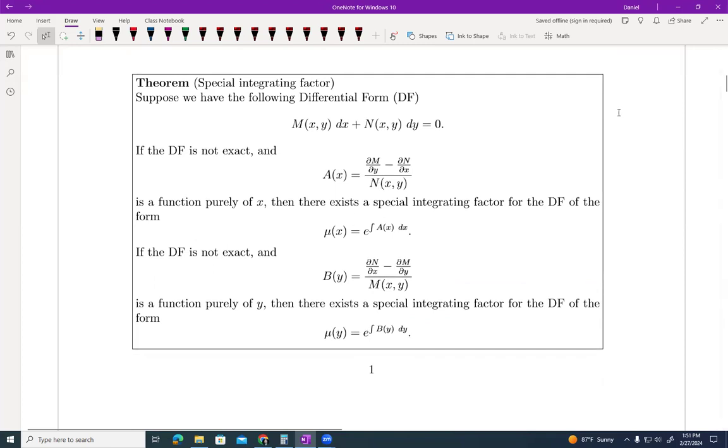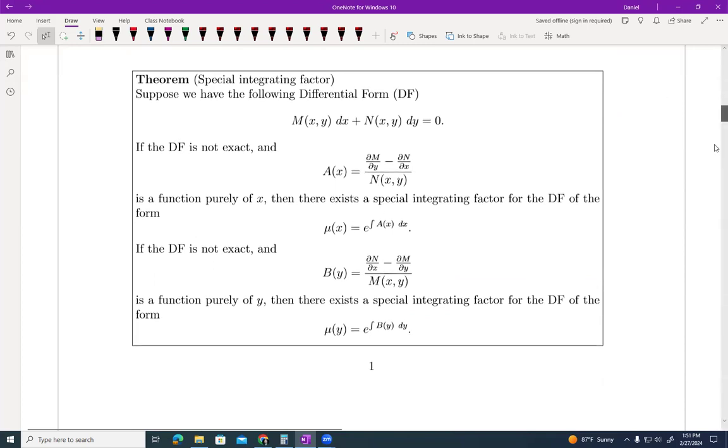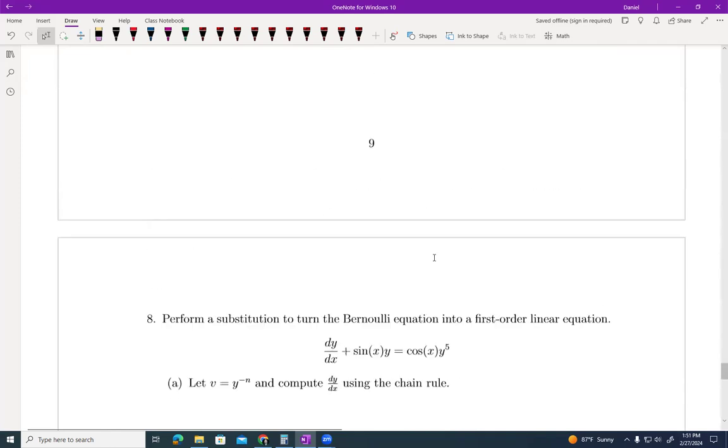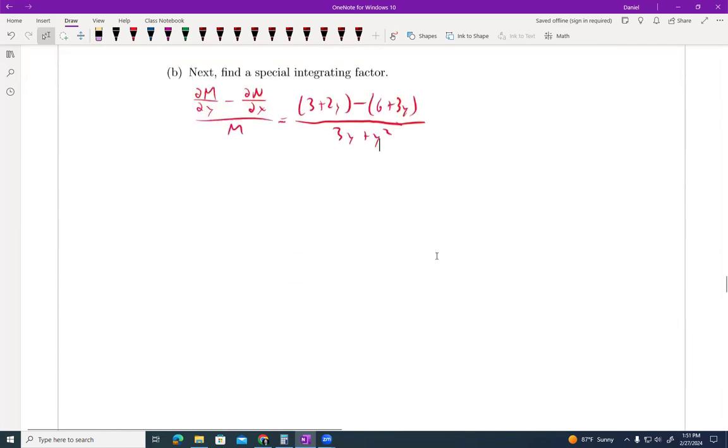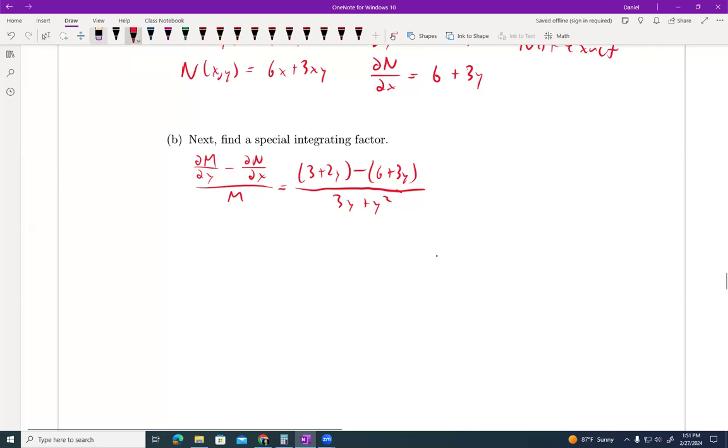Oh, no, it's supposed to divide by N. I knew something was wrong there. Okay, so let's go back down here. Supposed to divide by N here. My mistake, everybody. So when I divide by N, this is going to be 6x plus 3xy. Okay, so let's see what we get here.